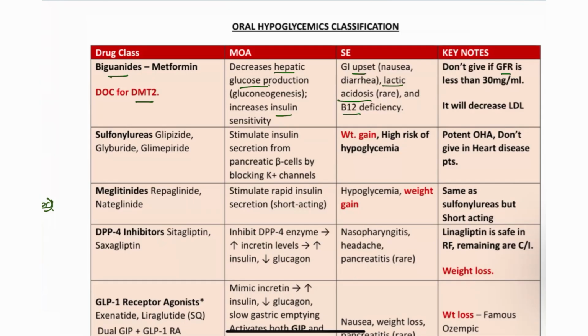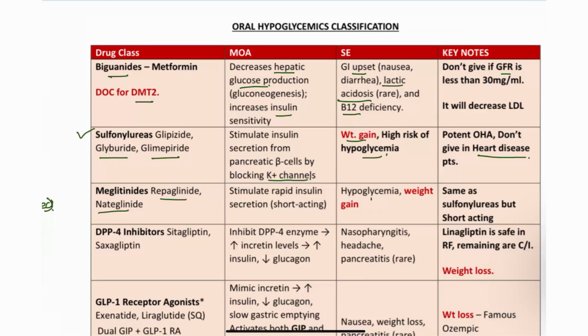Next, sulfonylureas. Examples are glipizide and glimepiride. What is it going to do? We have seen the beta cell mechanism. When the K channels are blocked, it is going to increase insulin secretion more and more. It is associated with weight gain and hypoglycemia, and it should not be given in patients suffering from heart disease. Next, meglitinides are the same as the sulfonylureas. Examples are nateglinide and repaglinide, and there will be less weight gain and less hypoglycemia.